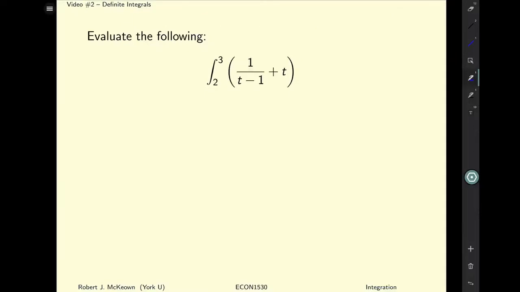Here's one for you. Give it a try. Remember what you're doing. You've got a definite integral. So integrate this function with respect to t. And then try it yourself. Press pause. Work through it. If you get stuck or you want to check your answer, press play, and I'll show you how to solve it.